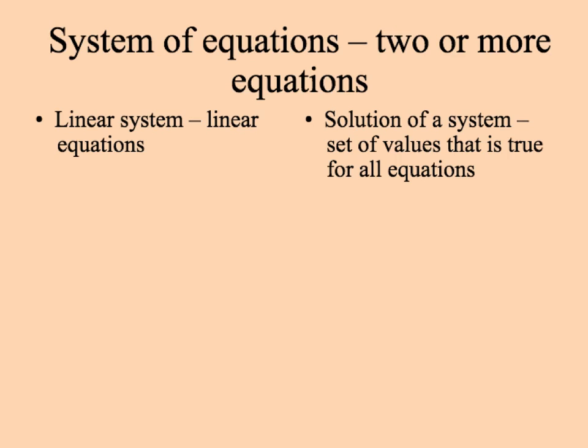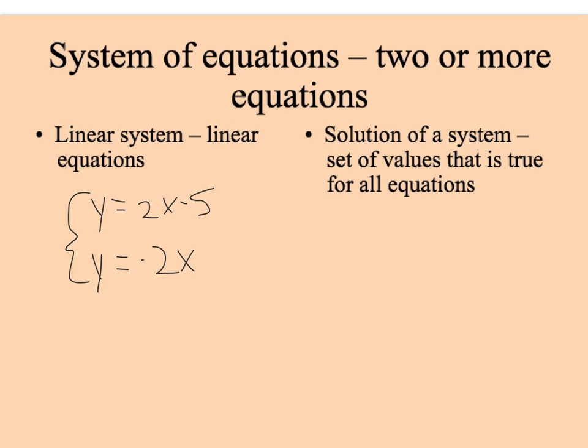First, what is a system of equations? It's a representation of two or more equations. A linear system would be when all of those equations are linear. So let's say I had the equations y equals 2x minus 5 and y equals negative 2x plus 3. A solution to this system is where the two lines cross. So the solution to this would be negative 3, 1. And I will show you how I got that in slides to come.